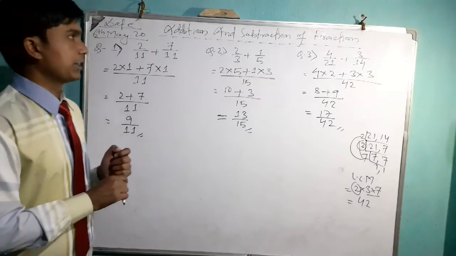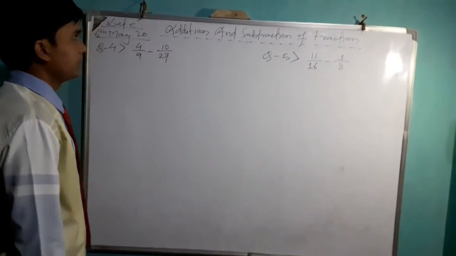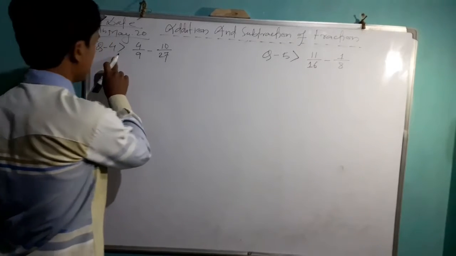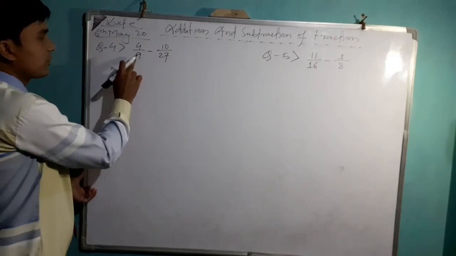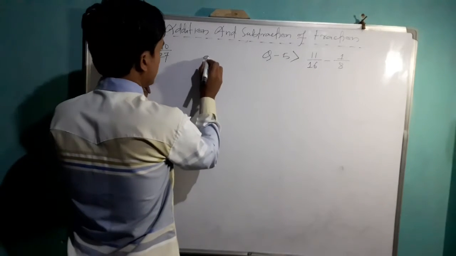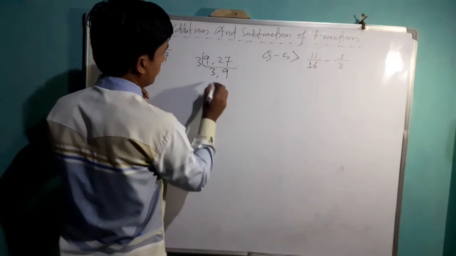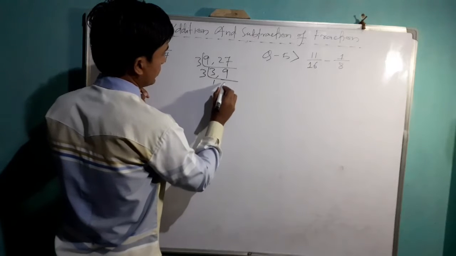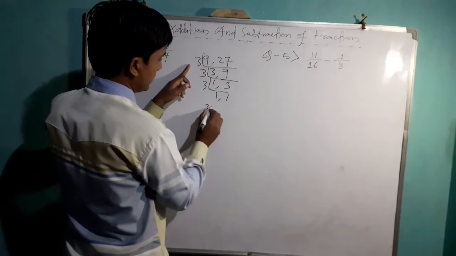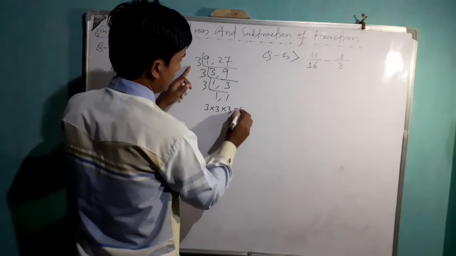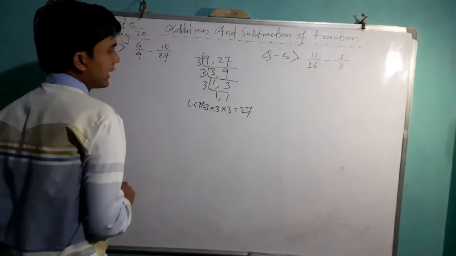Now we'll do subtraction. Okay, now I have taken 2 questions which are based on subtraction. Question number 4, 4 by 9 minus 10 by 27. Here also we'll find the LCM of the denominators. So the denominators are 9 and 27. So 3 3s are 9, 3 9s are 27, 3 1s are 3 and 3 3s are 9. Again 3 1s are 3. Now we'll multiply this 3 into 3 into 3 equals 27. This is the LCM. So we got LCM 27.